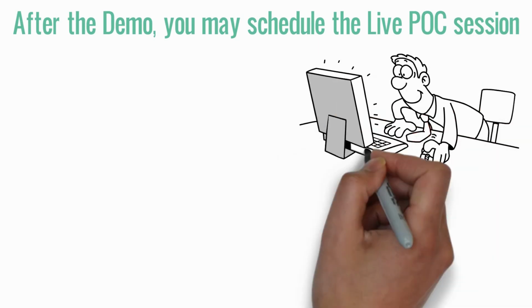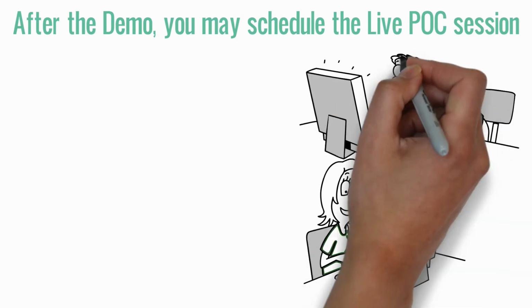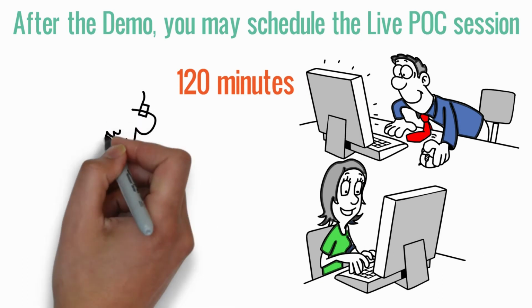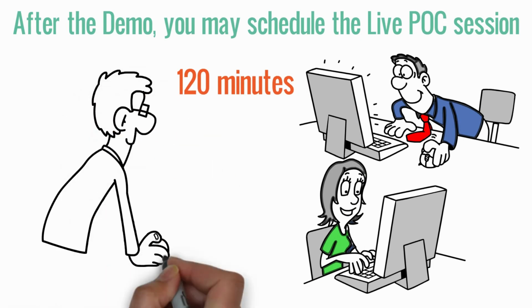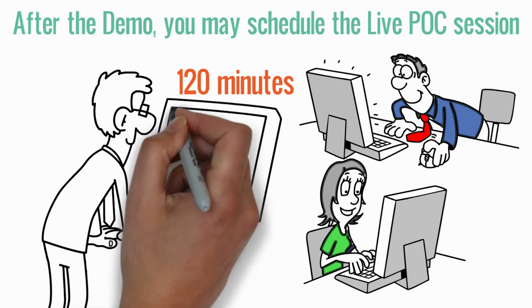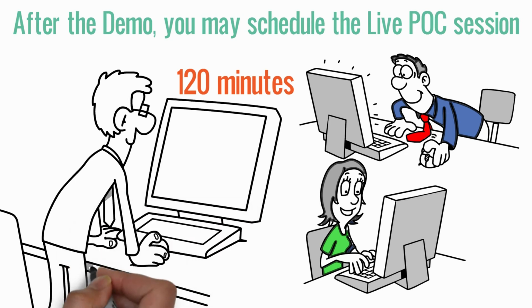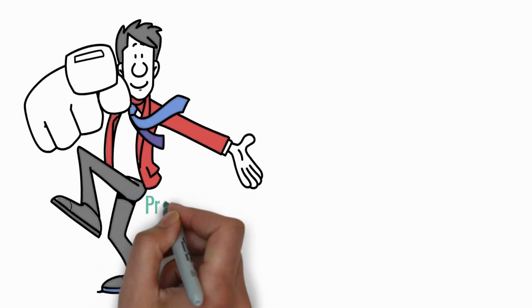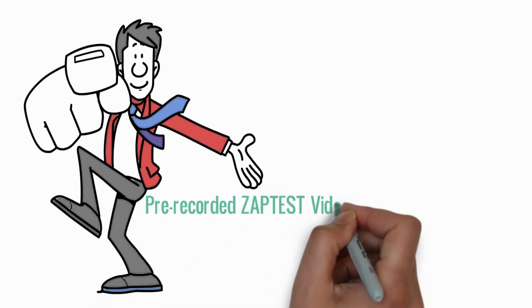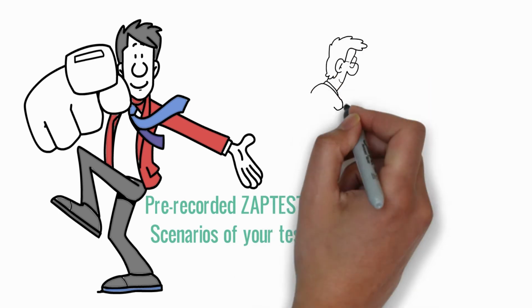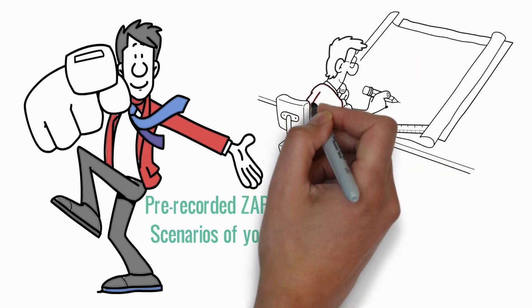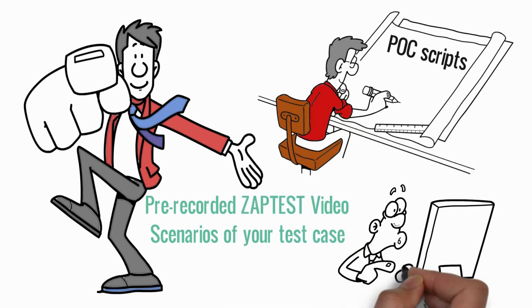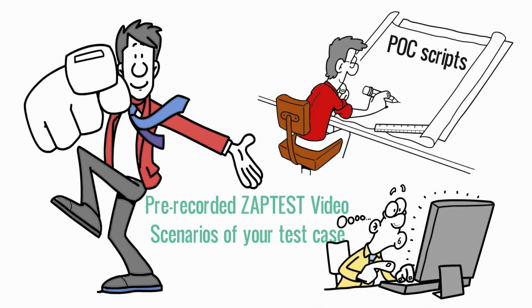A live POC is an online session and takes approximately 120 minutes. During the POC, a ZAP expert will be performing test automation of your suggested test case over remote control using ZAPTEST Free Edition installed on your workstation. Alternatively, you can share pre-recorded ZAPTEST video scenarios of your test case. A ZAP expert will prepare POC scripts in advance and will execute them using your environment during the online meeting.